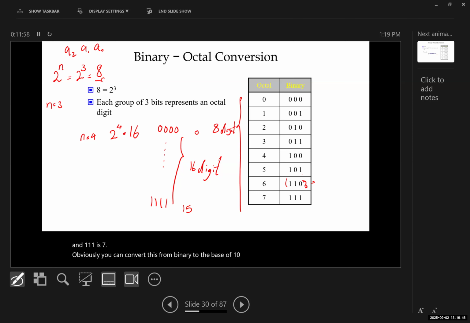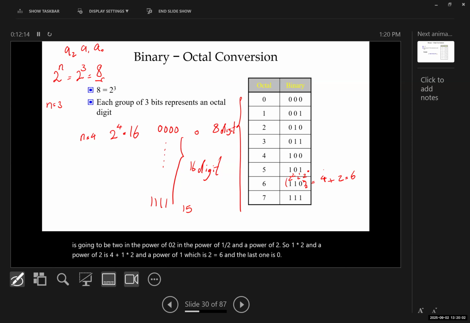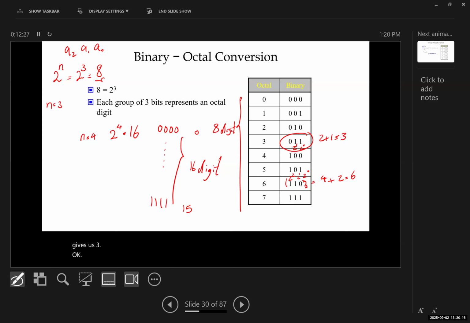Obviously, you can convert this from binary to the base of 10. Let's do this one, for example. This is going to be 2 to the power of 0, 2 to the power of 1, 2 to the power of 2. So 1 times 2 to the power of 2 is 4, plus 1 times 2 to the power of 1, which is 2, equals 6. And the last one is 0. Or this one, you have 2 to the power of 1 and 2 to the power of 0, so it's going to be 2 plus 1 gives us 3. Okay. Is this part clear? Yes.